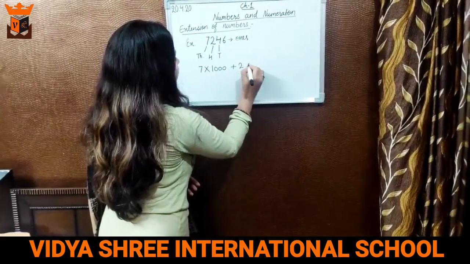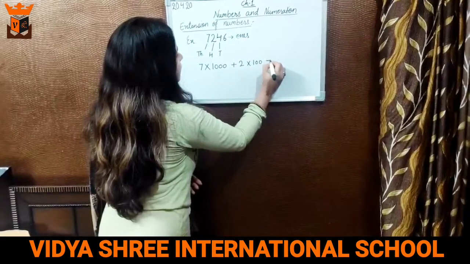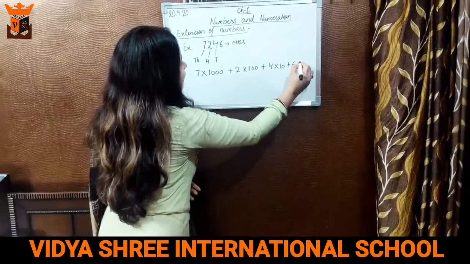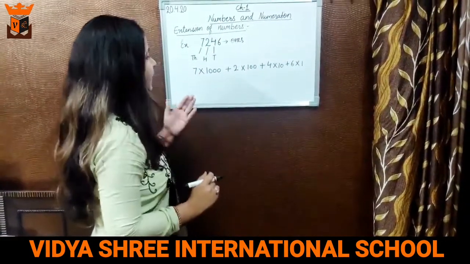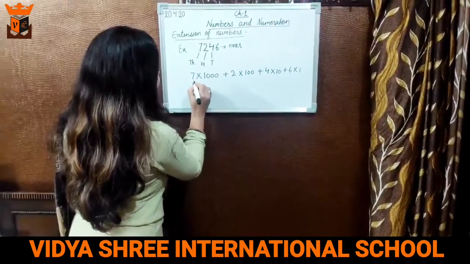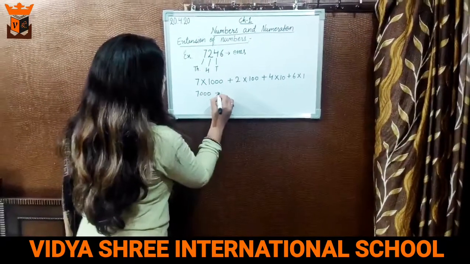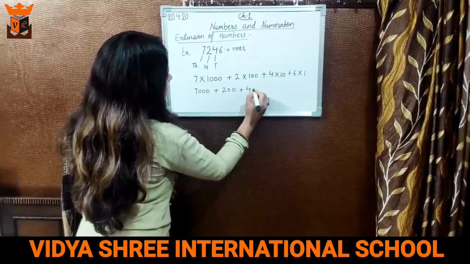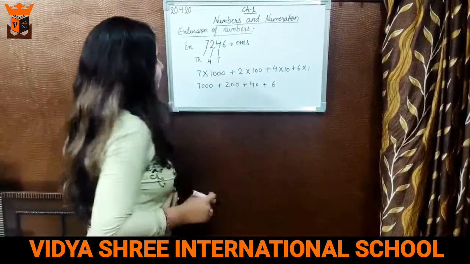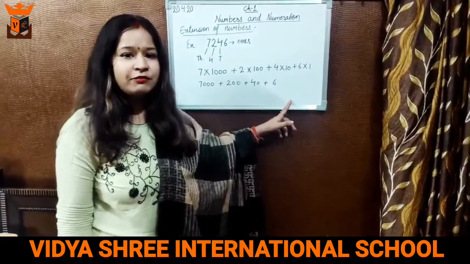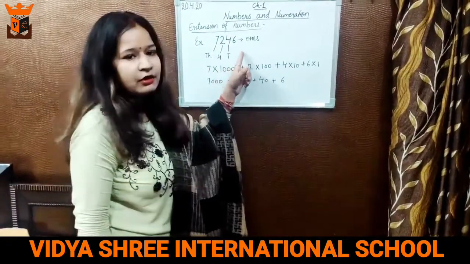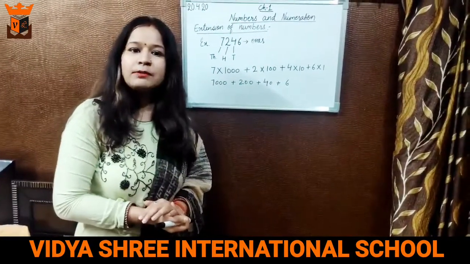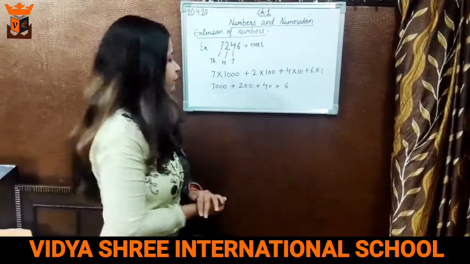Similarly, 2 is on 100's place, we will multiply it by 100. 4 is on 10's place, we will multiply it by 10. And 6 is on 1's place, we will multiply it by 1. Now multiply all the numbers given in this form. 7 into 1000, 7000. 2 into 100, 200. 4 into 10, 40. And 6 into 1, 6. Now this form is called the extension form of the number 7246. Like this, you can easily extend any 4-digit number or more than 4-digit number as you wish.